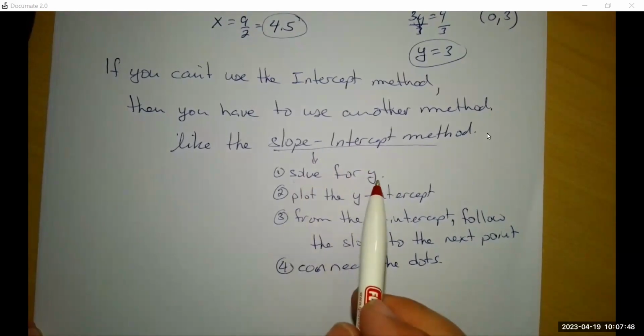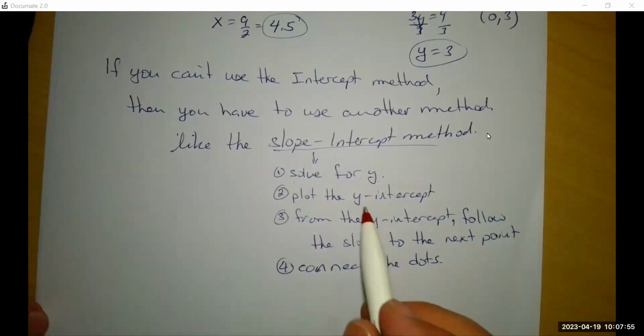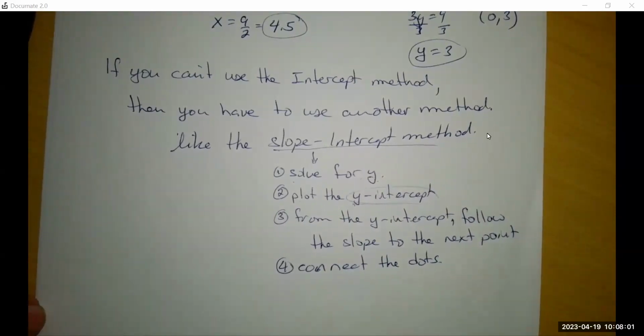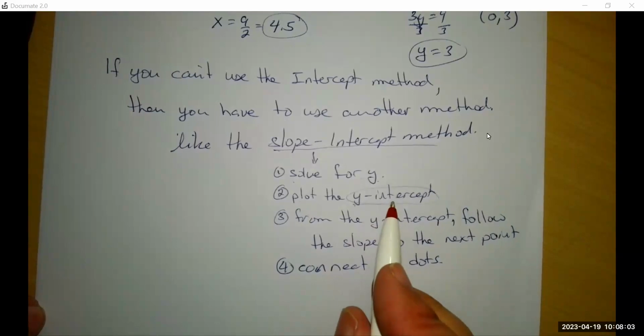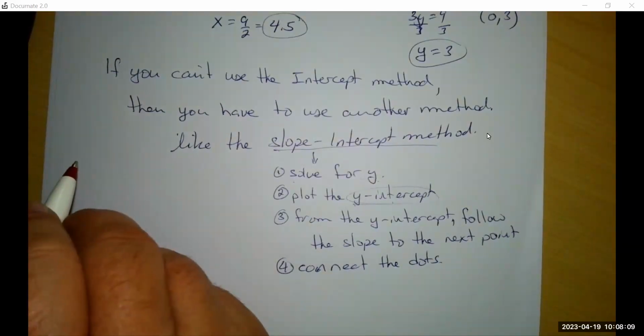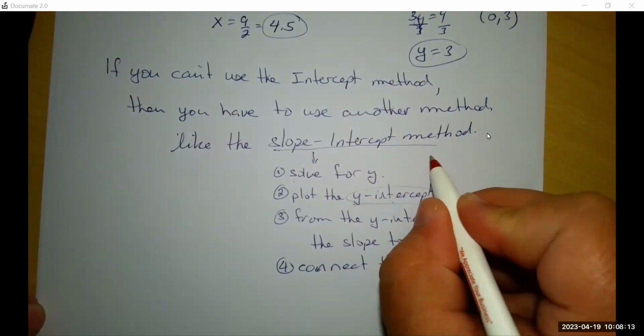So take your equation, solve for y. Once you finish y, you'll have an entire equation. Find the y-intercept, and I'll show you how to find it in a second. And then from that y-intercept, follow the slope to the next point. The y-intercept method looks like this.